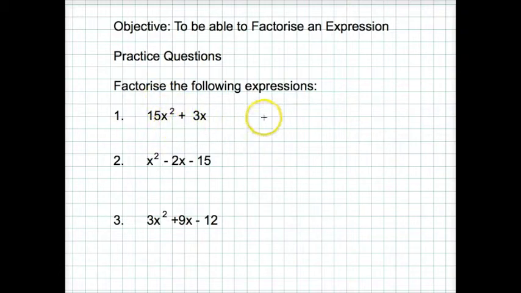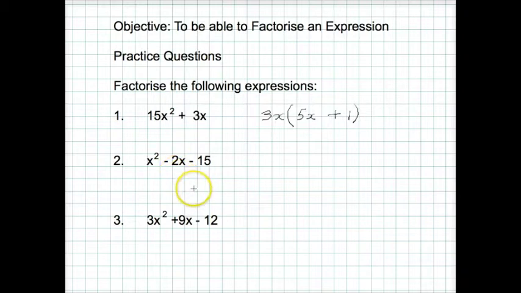Well, 3x is a factor of both, so we write 3x outside the set of brackets, then open up your bracket. And then we've got to say, what do I multiply the 3x by to give me the first term, 15x squared? Well, 3x times 5x gives me 15x squared, because if you remember the x times the x is going to give me the x squared. But 3x times 1 gives me 3x, so we just write plus 1.